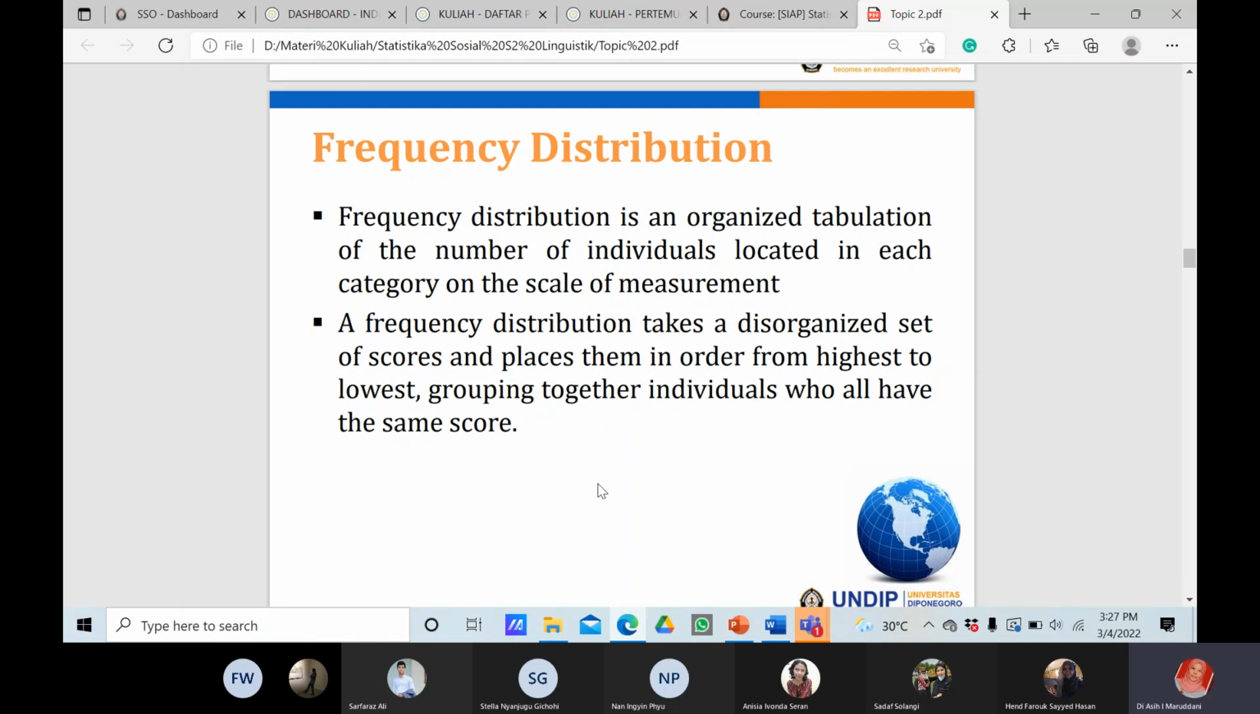Frequency distribution is an organized tabulation of the number of individuals located in each category on the scale of measurement. A frequency distribution takes a disorganized set of scores and places them in order from highest to lowest, or from lowest to highest, grouping together individuals who all have the same score.